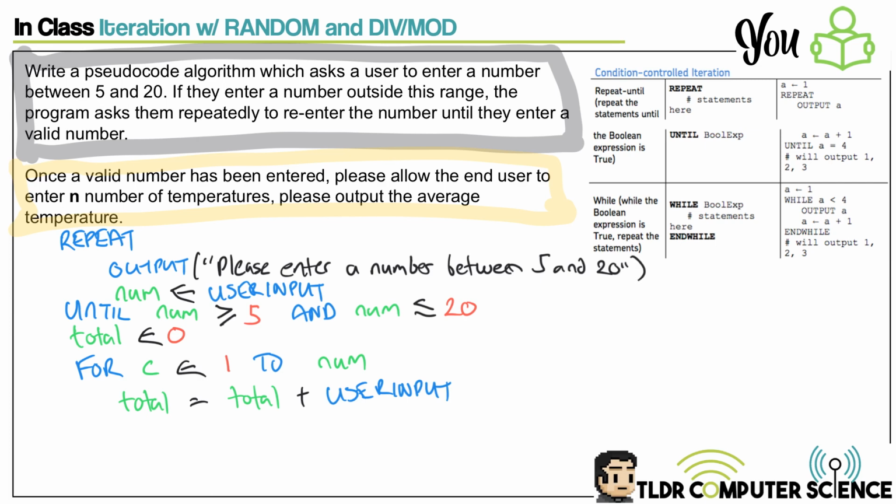You haven't asked them what you want them to input. You're going to have to insert another line. Output. What's the question? Please enter a temperature. You can say temperature and then close it and put C as a variable and concatenate it.